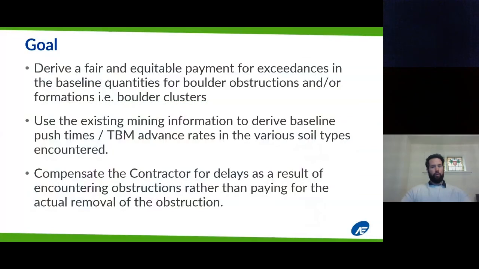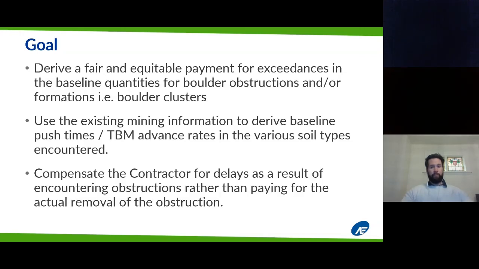So what was the goal for this alternative pay item? We wanted to derive a fair and equitable payment for exceedances in the baseline quantities for boulder obstructions and/or formations, i.e., if the boulders were in clusters. We wanted to use the existing mining information to derive baseline push times and tunnel boring machine advance rates in the various soil types encountered.